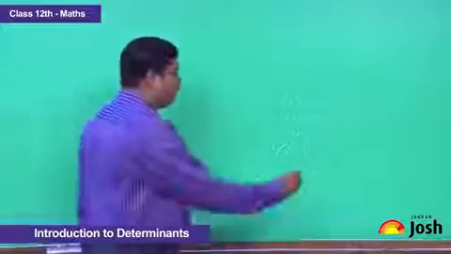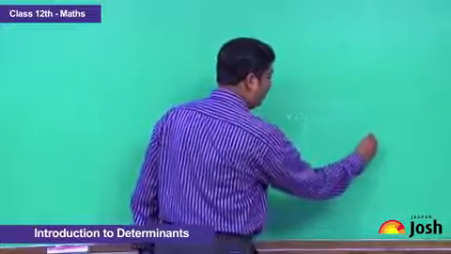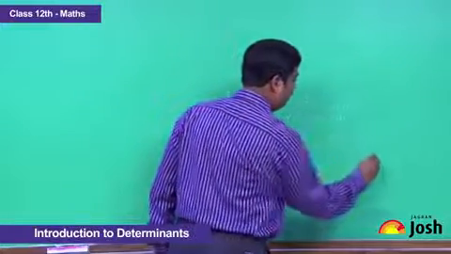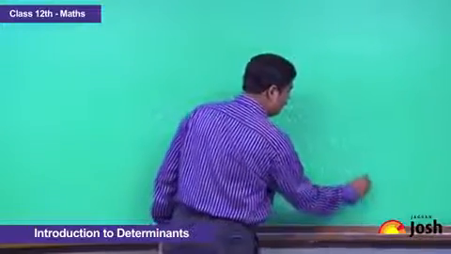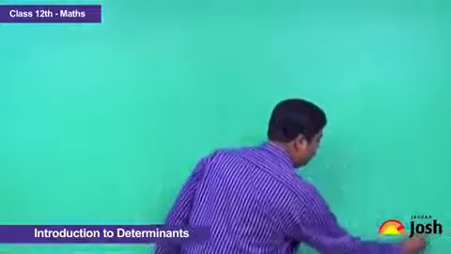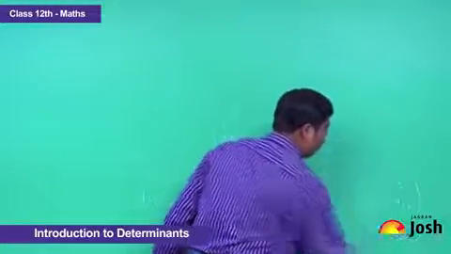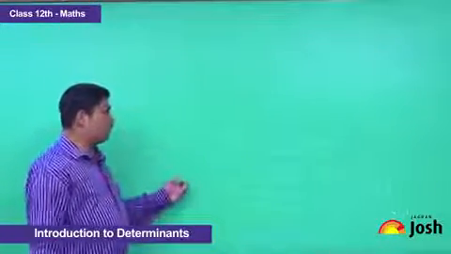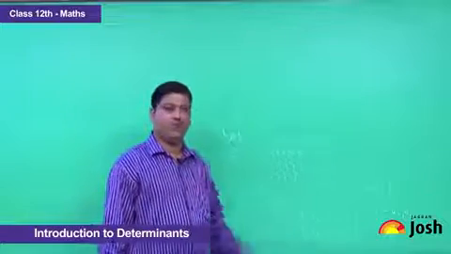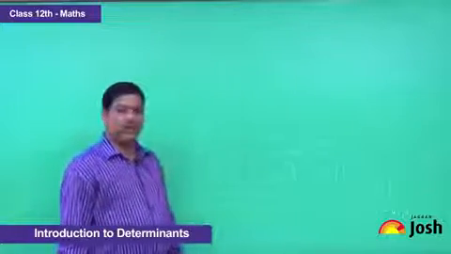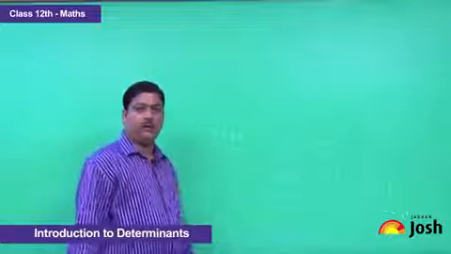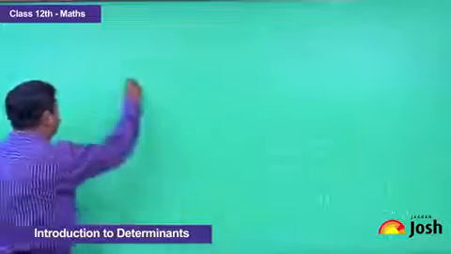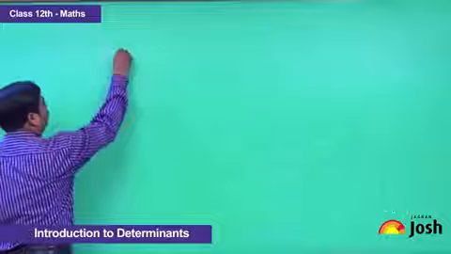In general, we can call it as matrix A is given by A11, A12, A21, A22, then its determinant value is A11 into A22 minus A21 into A12. So, finding the determinant value of a 1 cross 1 matrix and a 2 cross 2 matrix is very simple. Now, we will proceed to find the determinant value of a 3 cross 3 matrix. Before that, we need to study what is minor and cofactor.